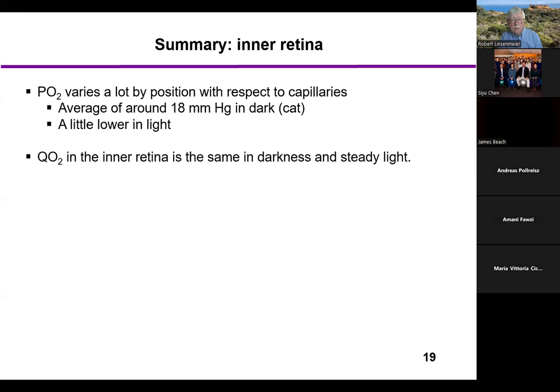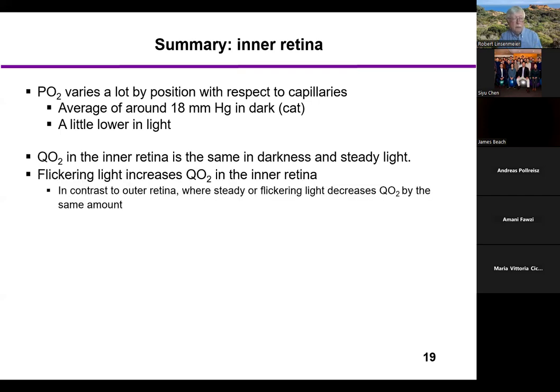As I mentioned, the oxygen consumption of the inner retina is the same in darkness and in steady light, but flickering light increases oxygen consumption in the inner retina. This is all in contrast to the outer retina, where steady and flickering light both decrease oxygen consumption by about the same amount. The inner retina behaves quite differently with respect to light.